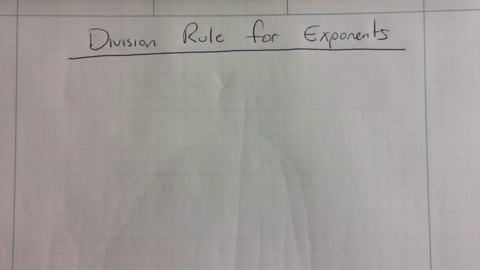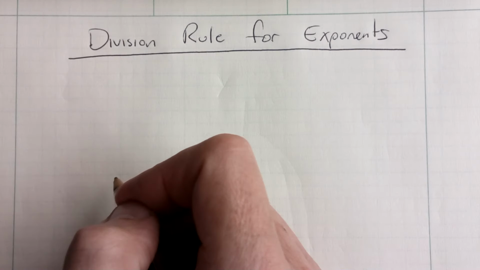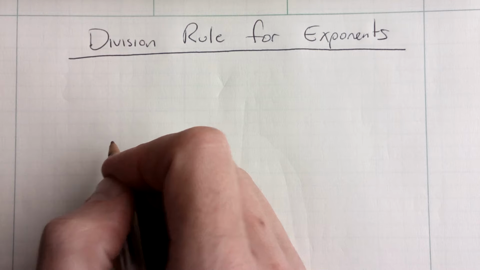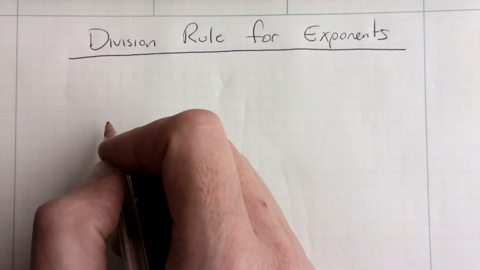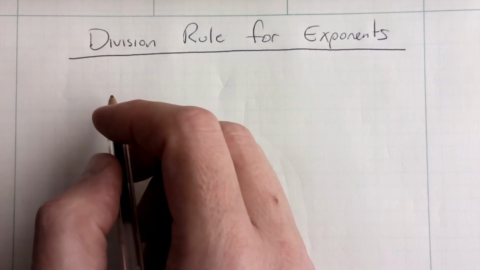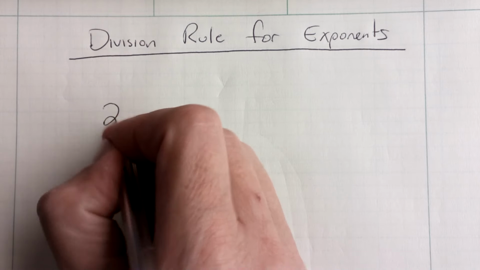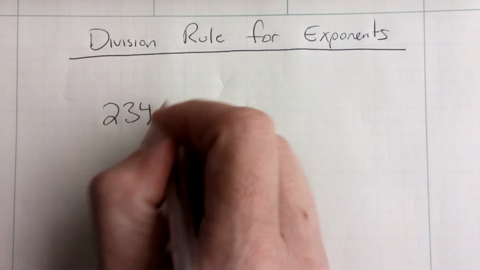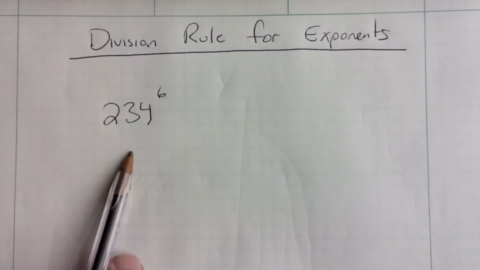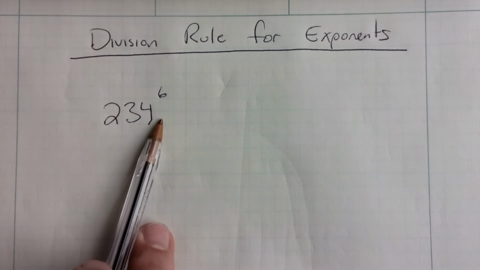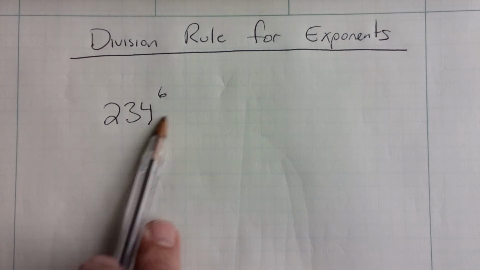Welcome. Today's lesson is on the division rule for exponents. And we're going to keep this very simple today, and the IXL lesson will be very simple as well. Basically, a lot of times it's easier to express large numbers with exponents. So if I give you 234 raised to the sixth power, if you put that in your calculator, that's going to be a very, very large number. So we leave it like that.